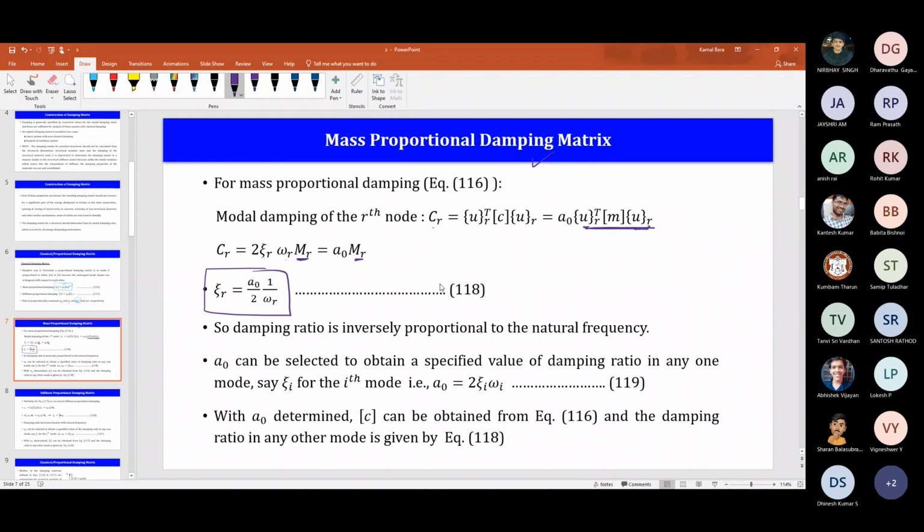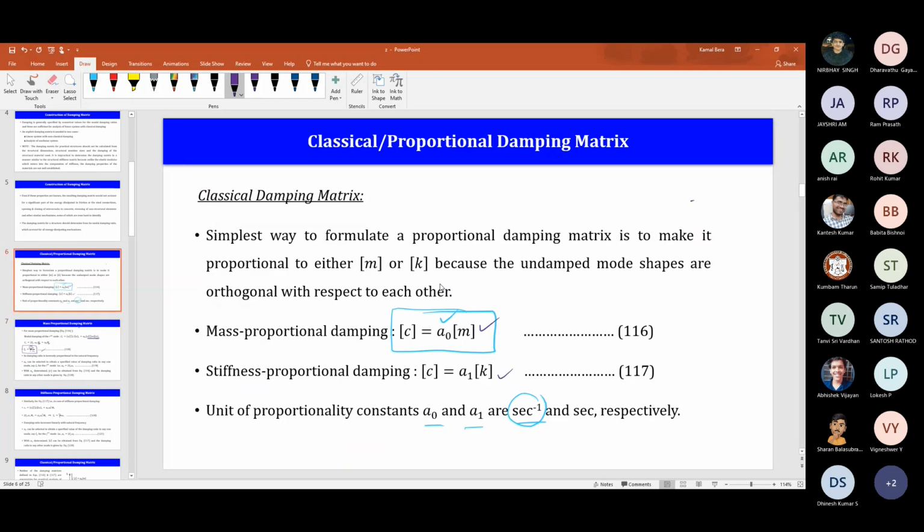Okay, so from this information, if I give you the modal damping ratio of any one of the modes, you can find out the constant A0. And once you get the constant A0, you can substitute it back here to construct the damping matrix, which is the mass proportional damping matrix. Similarly, for this also you can obtain it.